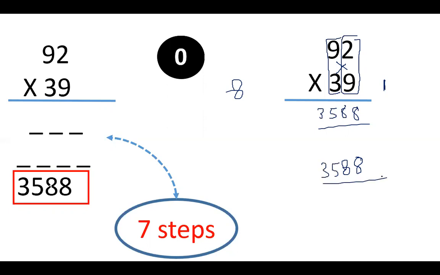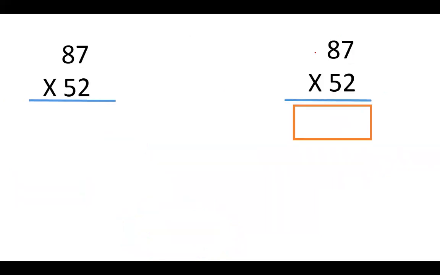So that is how you got 3588. Very simple. And in the same fashion, you can multiply any two-digit number, no matter how large they are. Even you can multiply 99 with 99. Okay, that's the extreme limit. So let us switch on the timer.